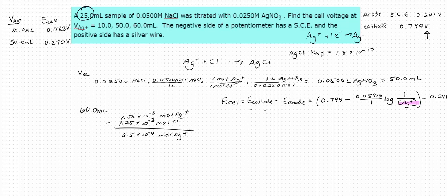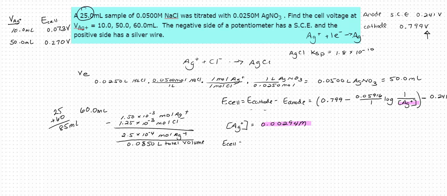But that doesn't give me concentration yet. I need to take those moles and divide them by the total volume in liters. So the total volume, we had a 25 milliliter sample, we just added 60. So we have 85 milliliters, so 0.0850 liters for our total volume. So the concentration of silver at 60 milliliters is then 0.00294 molar. So that value goes into our master equation.